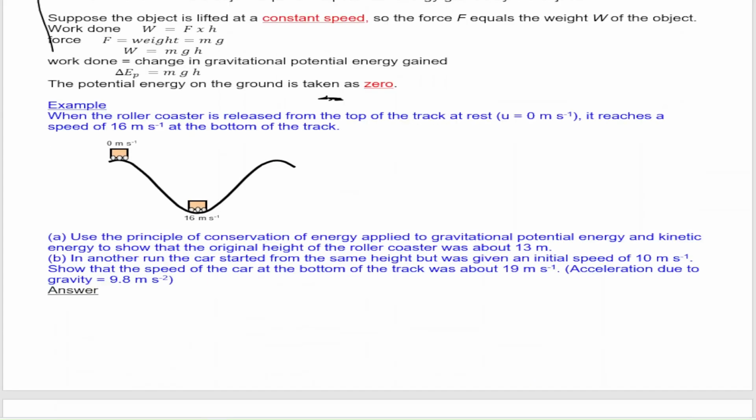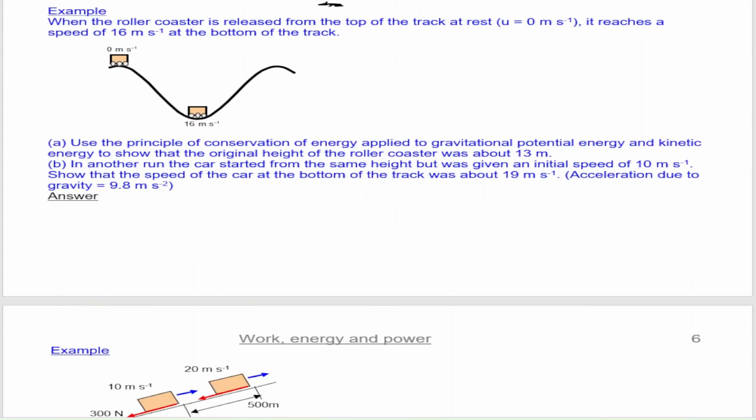Let's look at this example to apply this concept. When the roller coaster is released from the top of the track at rest, it reaches a speed of 16 meters per second right at the bottom of the track. Use the principle of conservation of energy applied to gravitational potential energy and kinetic energy to show that the original height of the roller coaster was about 13 meters.